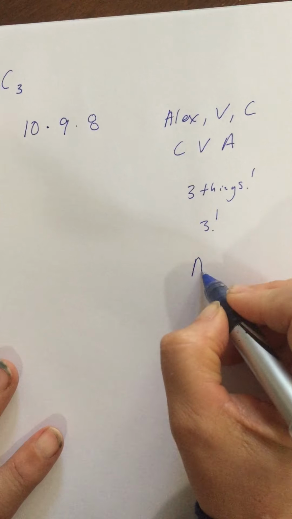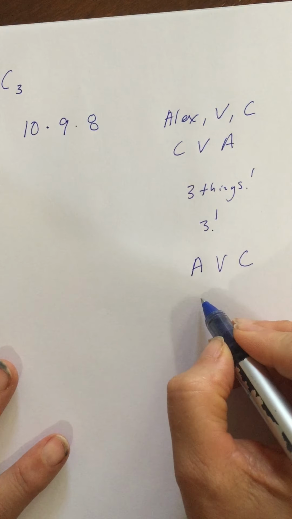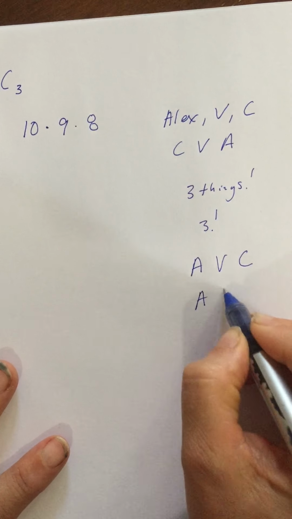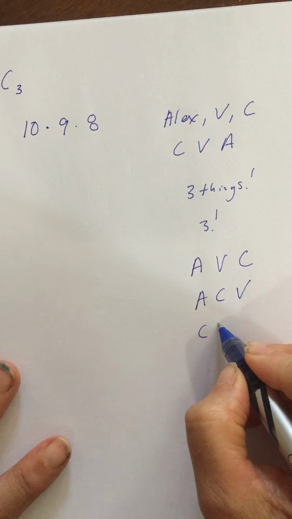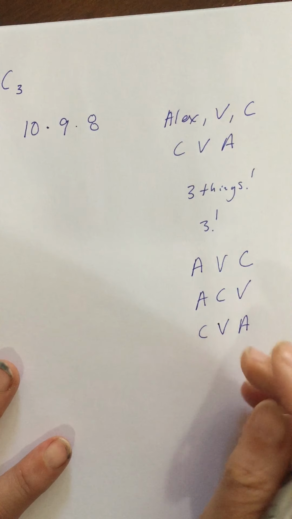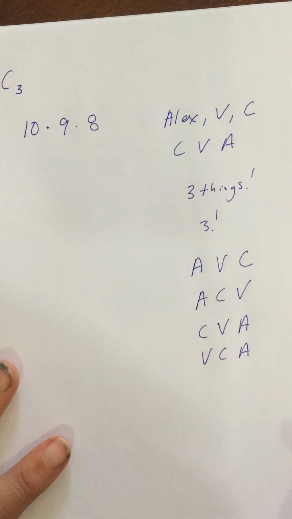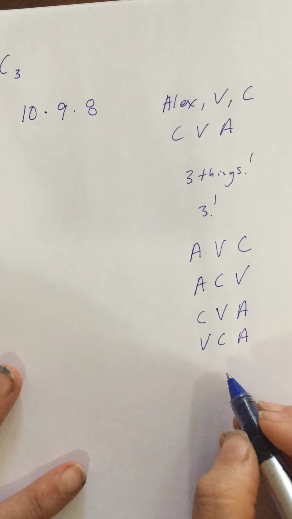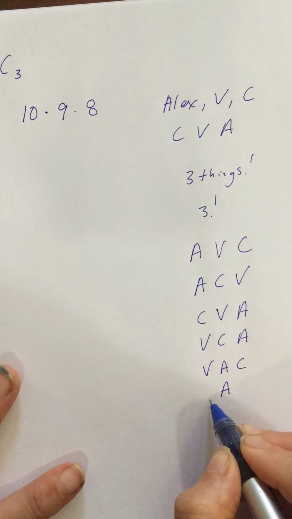So we can have, let's say, A, V, C. So we could have A, C, V, where I switch those last 2. Then C, V, A. And then I'd have V, C, A, and then let's put Alex in the middle this time. I have V, A, C and C, A, V.